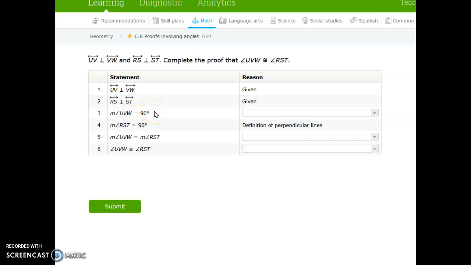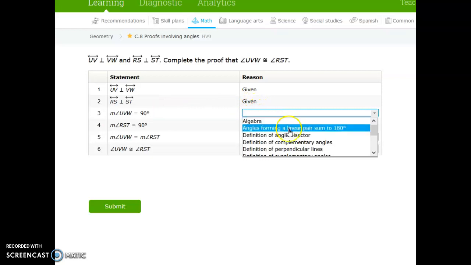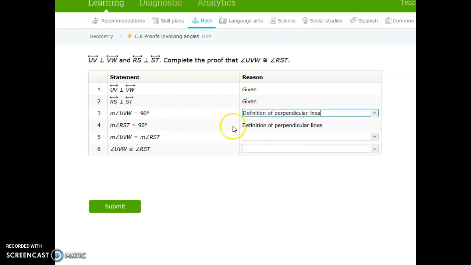Okay, if you want, you can grab a piece of scratch paper and sketch that out. Draw a line UV, kind of up and down like this, and then draw a line VW going through UV at a perpendicular angle so that all the angles are 90, and you will see that the measure of angle UVW equals 90. Again, we know that because of the definition of what perpendicular lines are. So the reason here is definition of perpendicular lines.